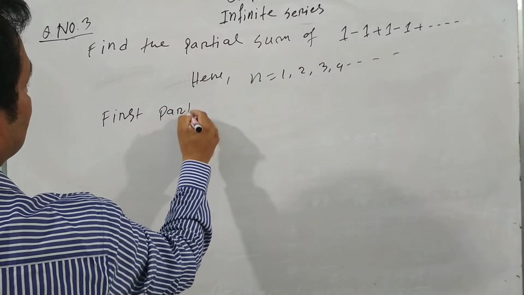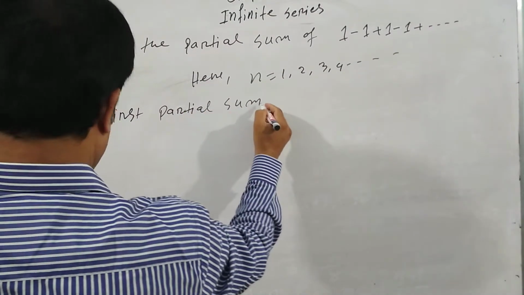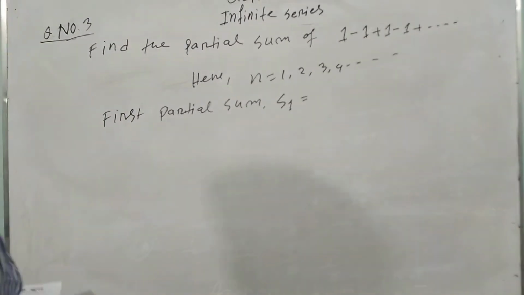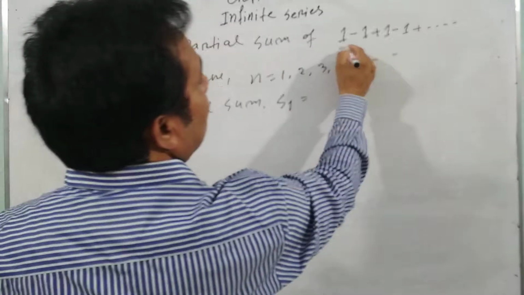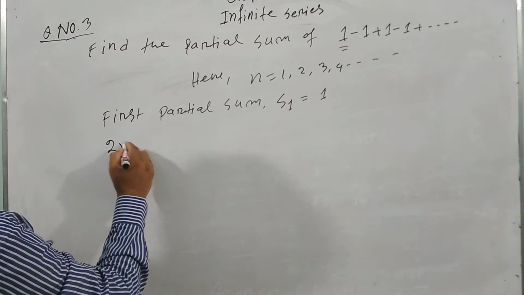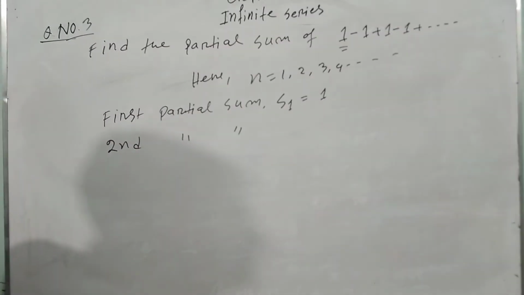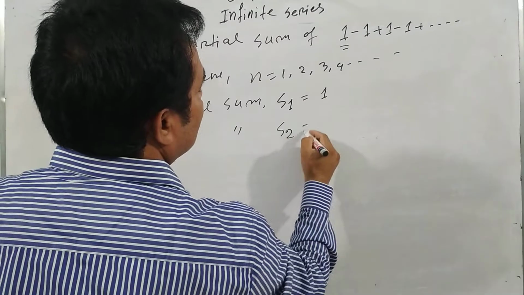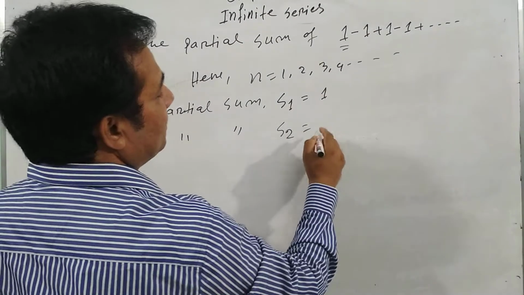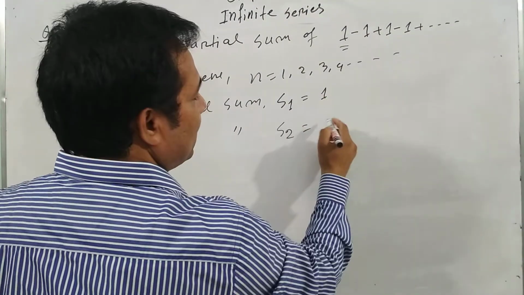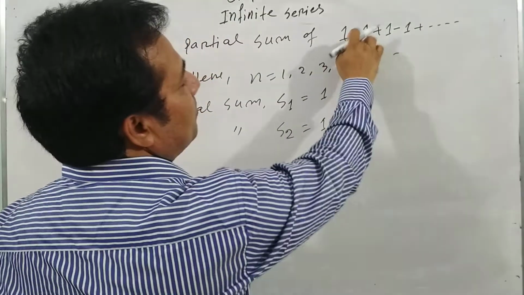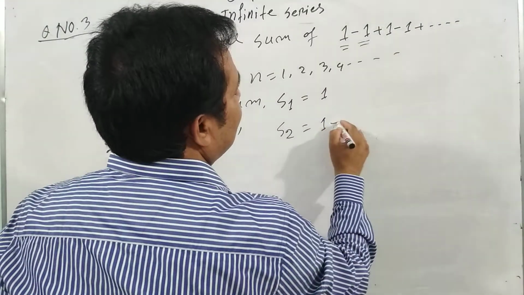First partial sum S1. Here the first term is 1, so we can write 1. Then the second partial sum S2. Here partial sum S2 means S1, and S1 means 1, so 1 plus the second term, minus 1. Here, plus minus 1.